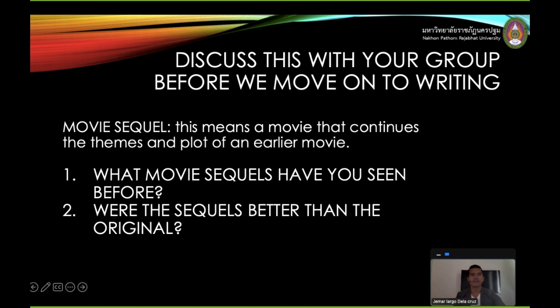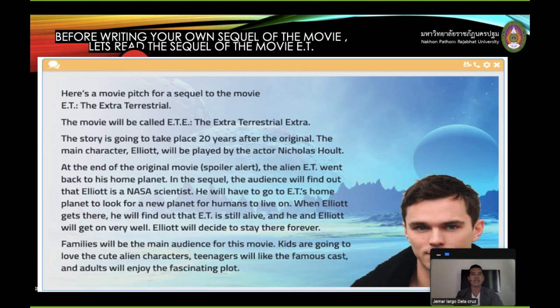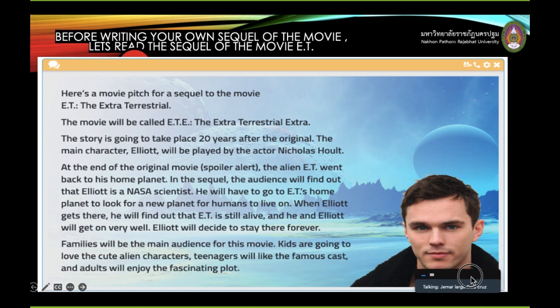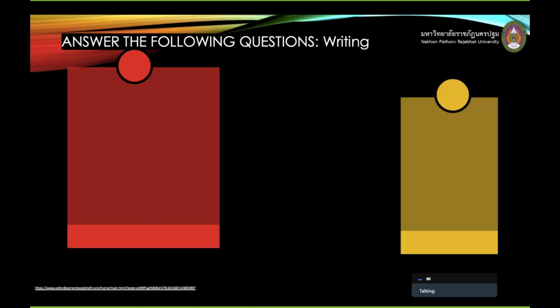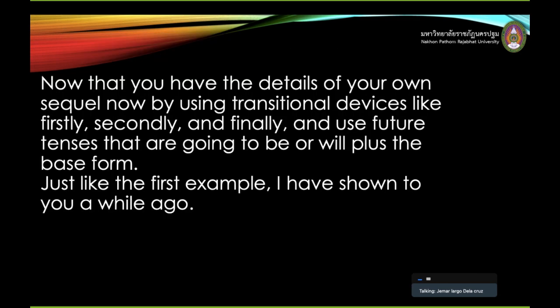Okay, next. Before writing your own sequel of the movie, let's read the sequel of the movie E.T., okay? This is the sequel of the movie E.T. Extraterrestrial, the meaning of it is extraterrestrial, all right? So this is from space, aliens. Great. Now, answer the following questions. What is the original movie? What will the sequel be called? And so on. While answering this, these are the details of your writing.